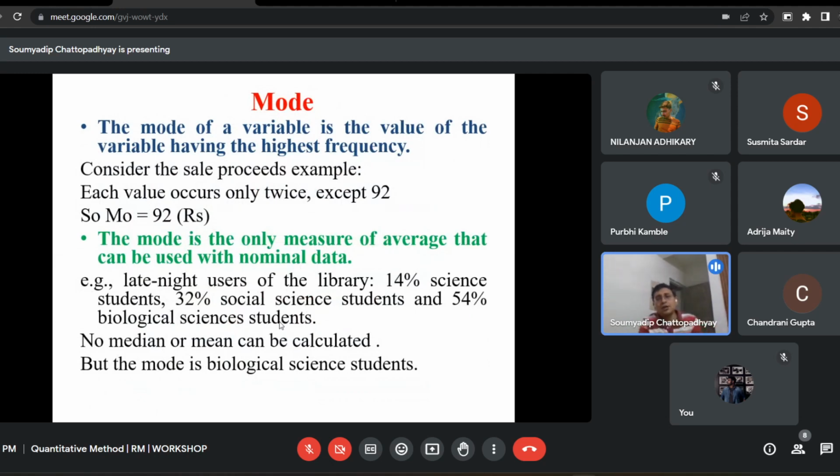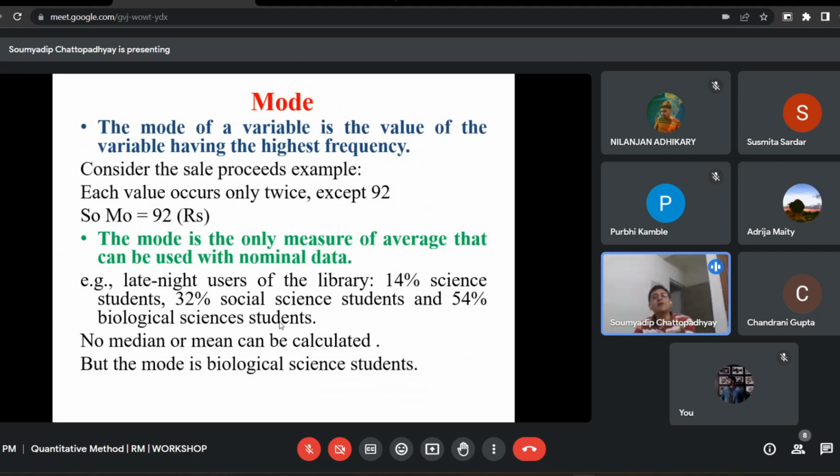For example, suppose you are considering how many of the students are using the library. Obviously some of them are science students, some are social science students, some are biological science students. So you cannot say this is the number of students using the science library and the social science library. What you can do is always calculate the percentage of science students who are using the library, the percentage of social science students who are using the library, and the biological students who are using the library.